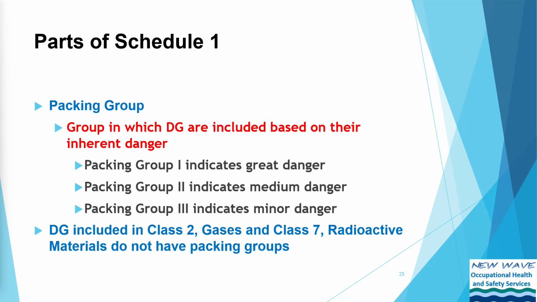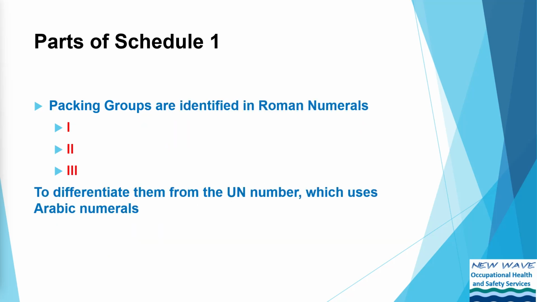Following the class column is the packing group column. Now, the packing group has very little to do with how you pack things. It is, in fact, a degree of danger classification. Here, packing group 1 indicates great danger. Packing group 2 indicates medium danger. Packing group 3 indicates minor danger. You may notice that Class 2 gases and Class 7 radioactive materials do not have packing groups. One point to remember, the packing groups are identified in Roman numerals to differentiate them from the UN number, which uses Arabic numerals.